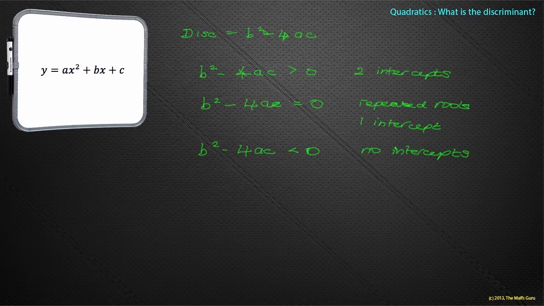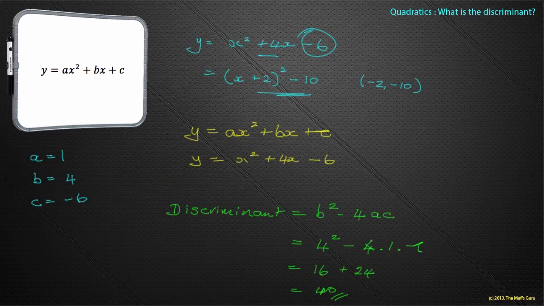So if we go back to our example that we did just a moment ago, because our discriminant, our value of b squared minus 4ac, was 40, that tells us it's greater than 0. So this graph here would have 2 intercepts. That's the theory done. Let's have a look at some questions.